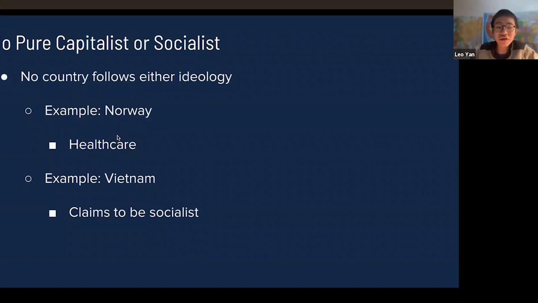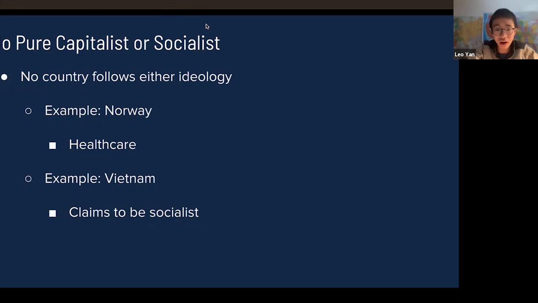And let's take this to the opposite side. Vietnam. Vietnam officially claims to be socialist. It's in their constitution. They claim to be a communist country, a socialist country with a controlled economy. But in recent years, they've been looking for foreign direct investment, or FDI, right? So as you can see, there are private companies.